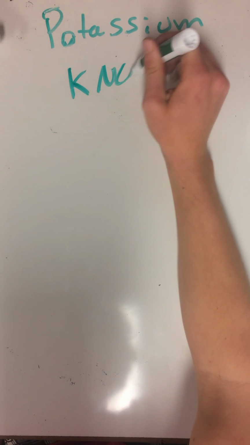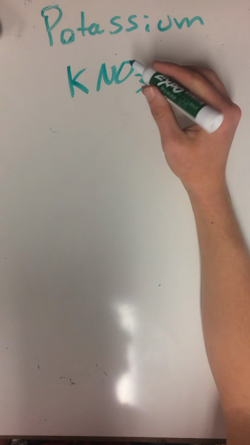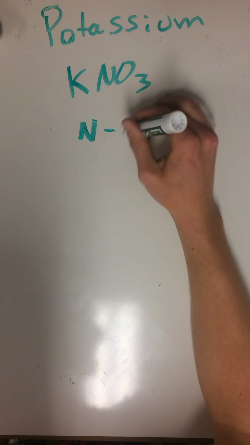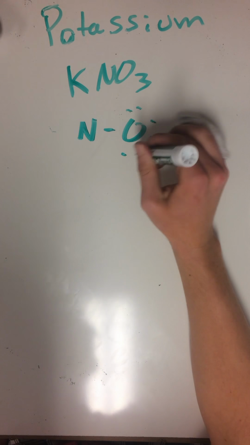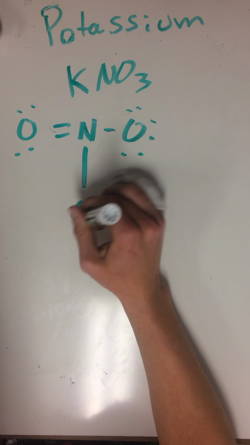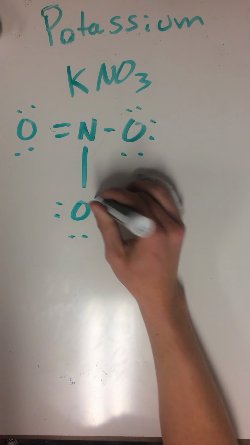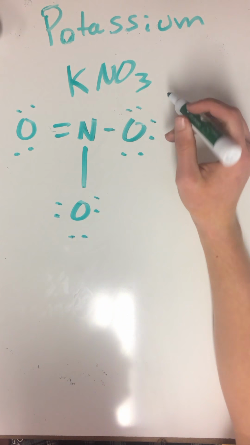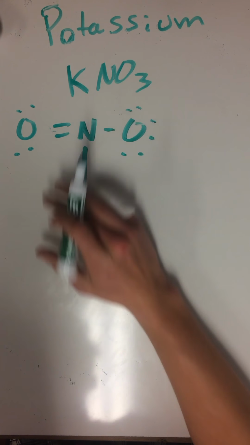Potassium nitrate can help determine the VSEPR of potassium. So the VSEPR is based on the structure of nitrate, which are all bonds. They're all covalent bonds because nonmetals and nonmetals bond together. And nitrate has a trigonal planar structure.